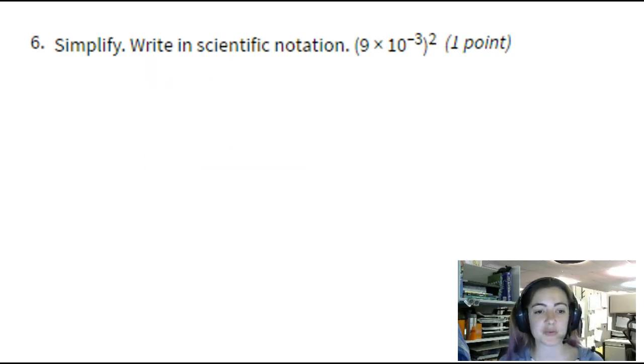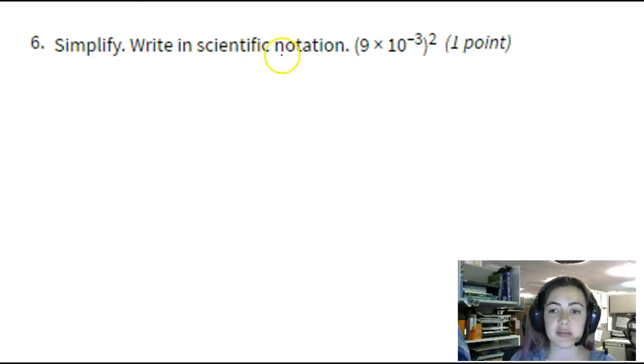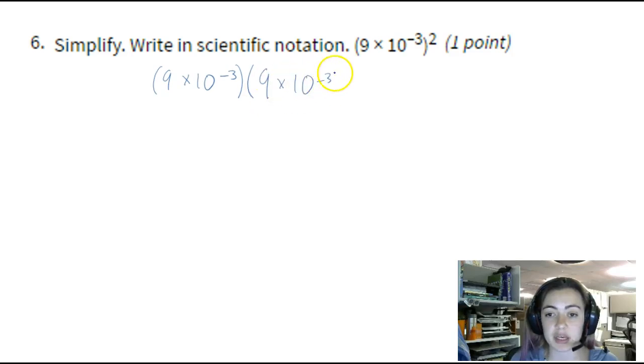Now for number 6, we're still simplifying and then writing in scientific notation, except this time we have 9 times 10 to the negative 3 squared. So remember when we square something, it's multiplying by itself. So a lot of times I write that out. So 9 times 10 to the negative 3 times 9 times 10 to the negative 3.